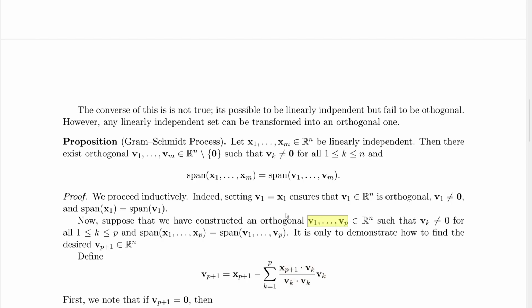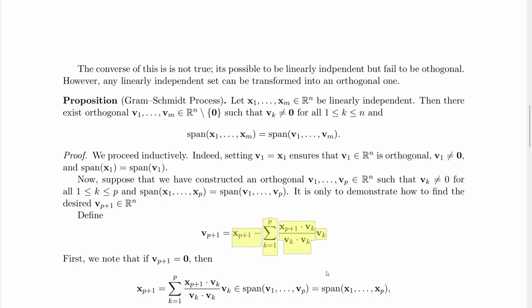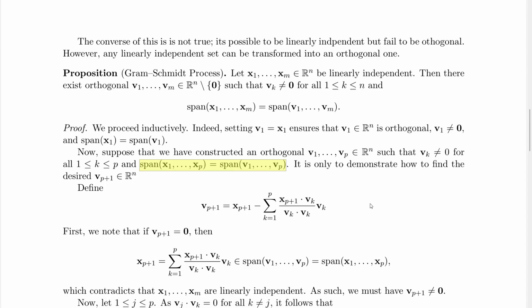Alright, and the non-zero is basically immediate, because if this is zero, then these two things need to equal each other. But where does this live? This lives in the span of V1 to VP, because it's just a linear combination of V1 to VP. But V1 to VP has the same span as X1 to XP. That was part of our induction hypothesis. But what's part of our actual hypothesis? That these things are linearly independent.